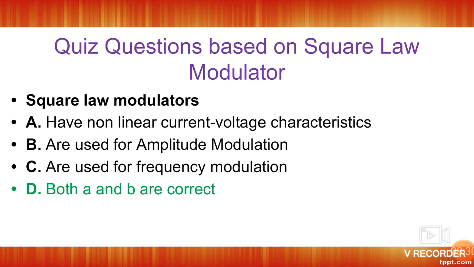While coming to the second option, they are used for amplitude modulation. This is also correct. Square law modulators are used for generating the amplitude modulated waveform. And the third option is frequency modulation. That is not correct because it is used for amplitude modulation only. And the fourth option is both A and B are correct. The first option is correct, the second option is correct, so both are correct, which is option D. So we can write the answer as both A and B are correct, that is option D.